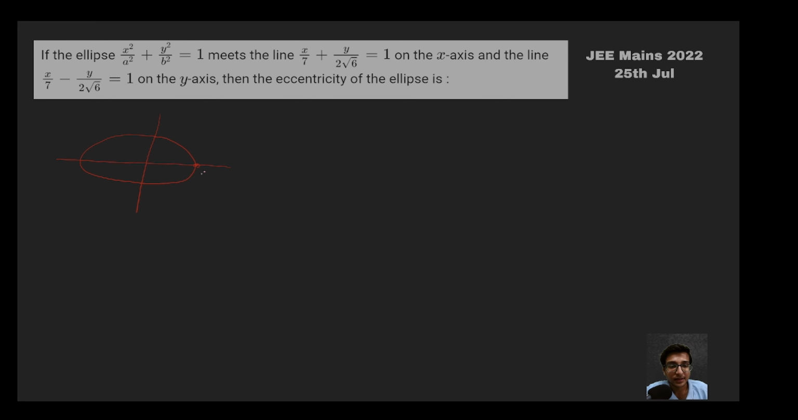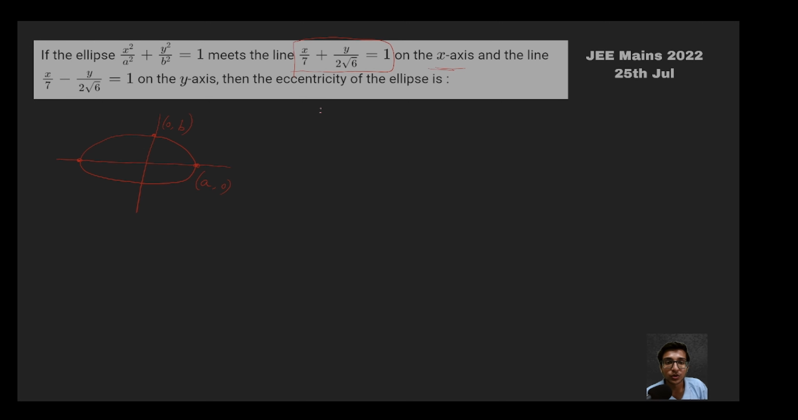this vertex can be said to be a comma 0, since it is a standard one, and this one can be 0 comma b. Now it has been said to us that this line meets the ellipse on the x-axis. That means this line is meeting the ellipse on the x-axis altogether. All these three curves are getting intersected at the same point. That means it can either be here or here.